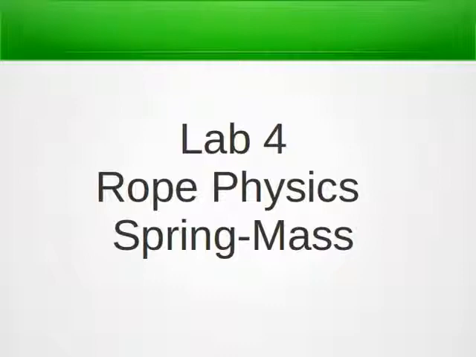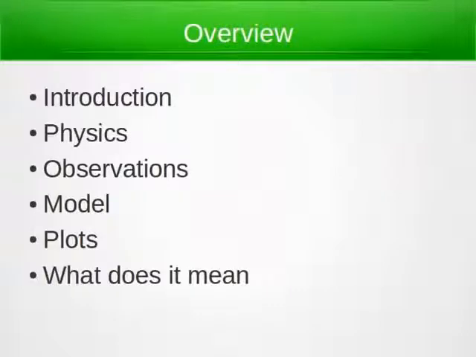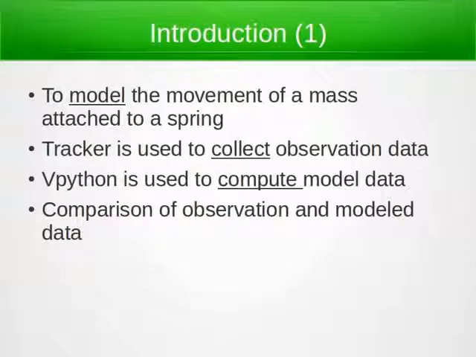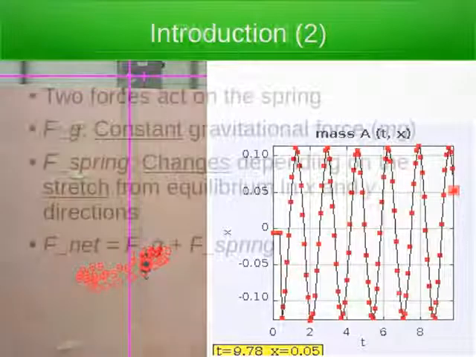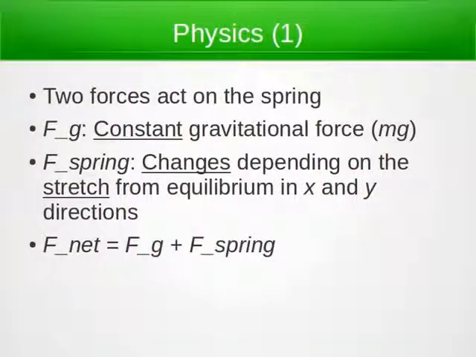In this video, we look at a mass attached to a spring that is stretched in the x and y directions. In the beginning, we look at the physics of the mass attached to the spring. We use Python to model the movement of the mass attached to the spring and Tracker to collect observation data. This video was provided to us, and we use these observation data in a spreadsheet.